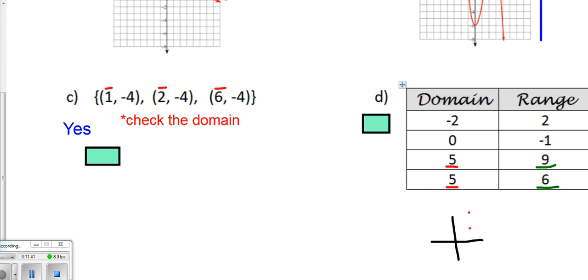If I were to do the vertical line test then, grab my vertical line, slide it here, oh, it would touch both of those points at the same time, 5, 9 and 5, 6. So it would not pass a vertical line test. So we would say no. This one is not a function because 5 happens twice.